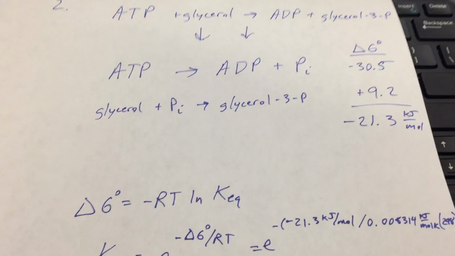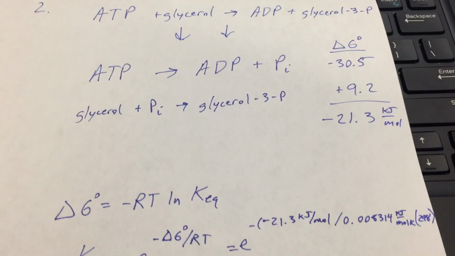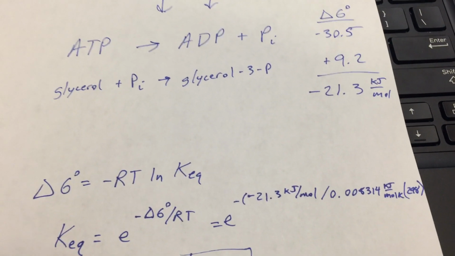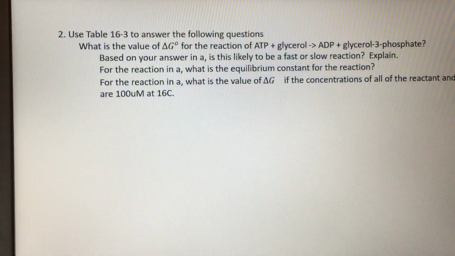Well, once we've done this, all we're going to do is take those delta G values and add them together, and we'll get our final answer of negative 21.3 kilojoules per mole. All right, so back to our questions then.